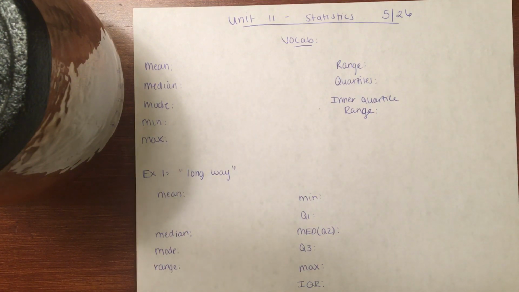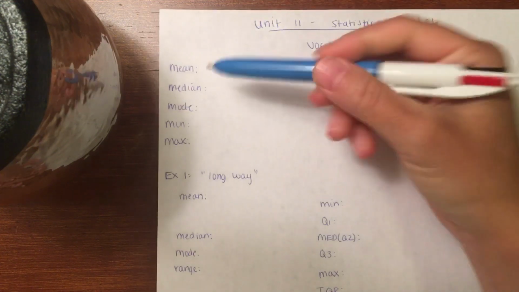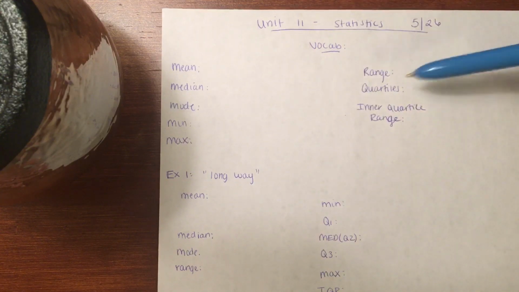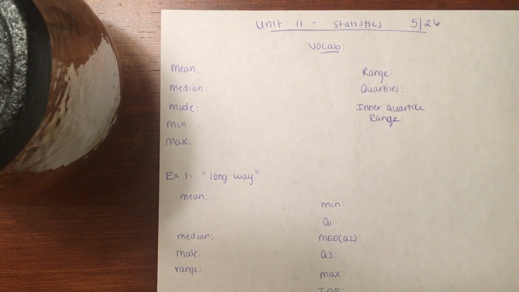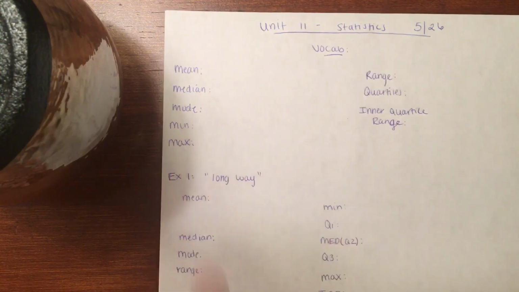So let's start off with some vocab. A lot of this should look familiar to you. This is stuff that you've seen before, such as mean, median, mode, min, max, range, quartiles, interquartile range. That might be new to you. But these should sound familiar.